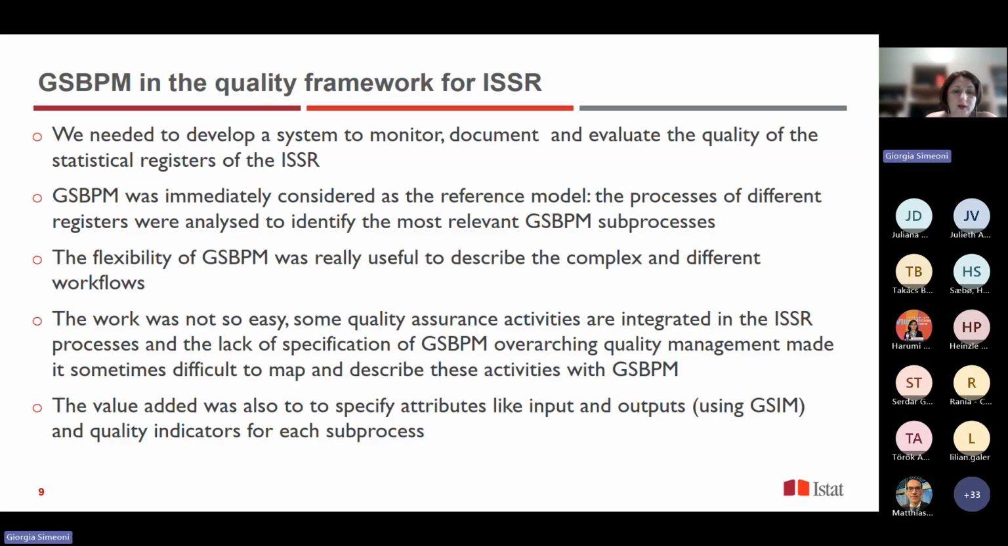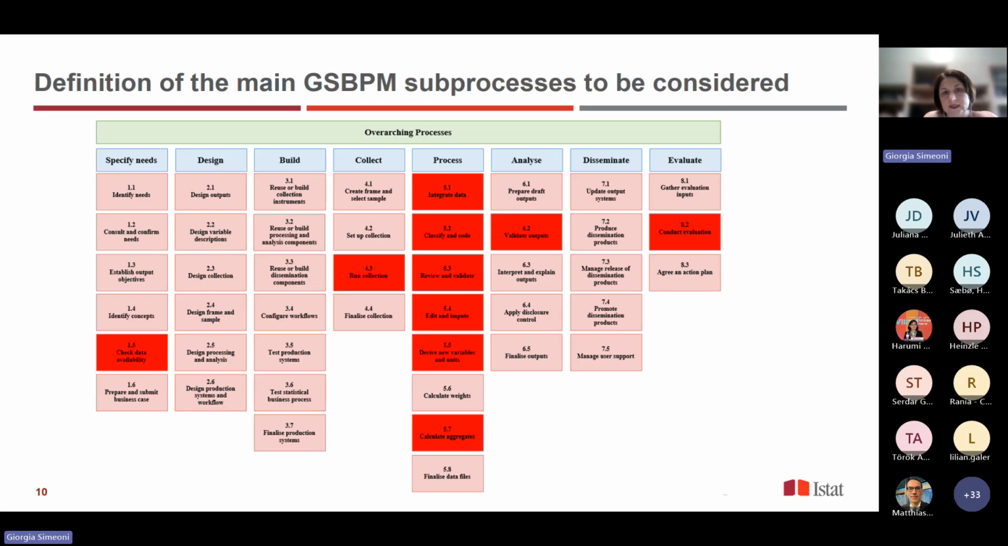The value added of this activity was that we didn't only specify the sub-processes, but also defined the inputs and the outputs for each sub-process and the quality indicators. So, for example, the red boxes are the main sub-processes. This is an example of how the workflow can go for the creation of one register.